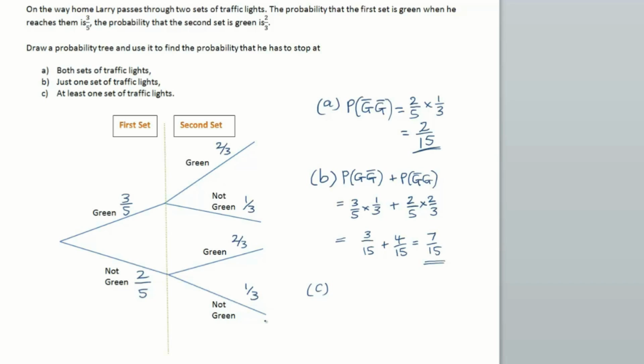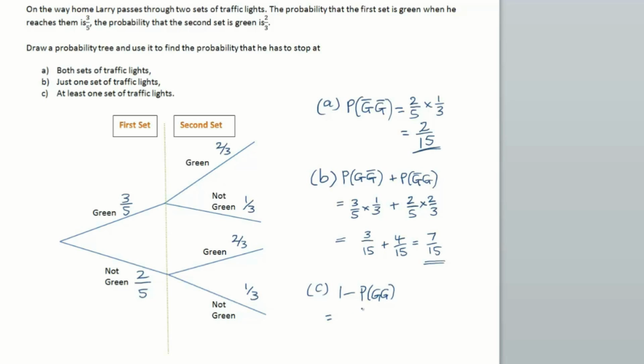So one way of doing it would be to add up three separate multiplications. A quicker way of doing it would be to realise that that's one, take away that option that it doesn't include. If both sets of traffic lights were green, he wouldn't have to stop, and that's the only one that doesn't form part of the solution to this answer. So 1 take away the probability of green, green.